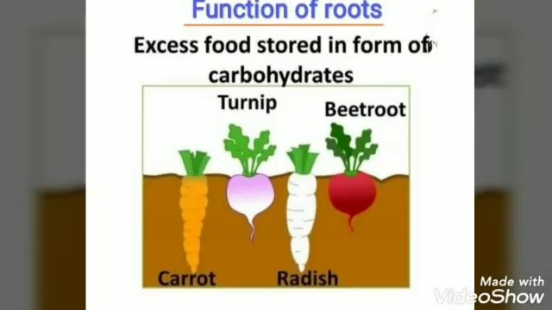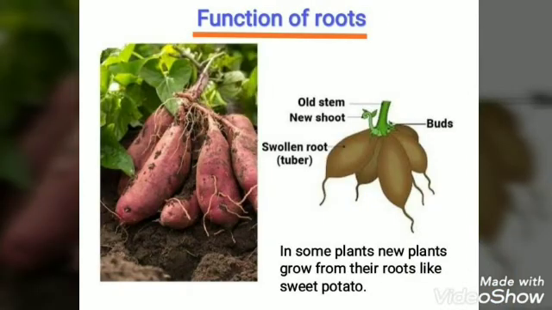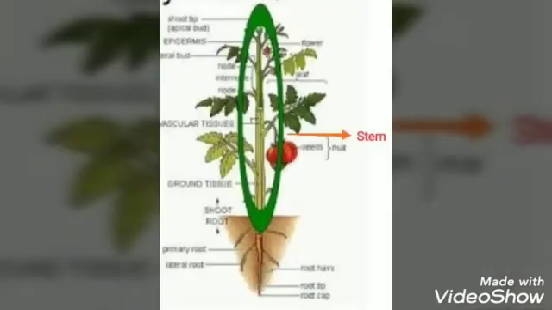Number 3. Some roots store food for the plant and become thick. For example, sweet potato, turnip, radish and carrot. Number 4. In some plants, new plants grow from their roots like sweet potato. That is, they help in reproduction.